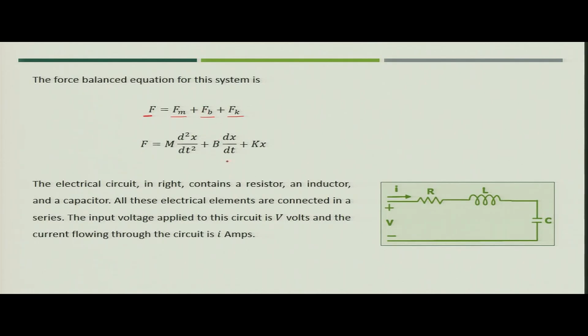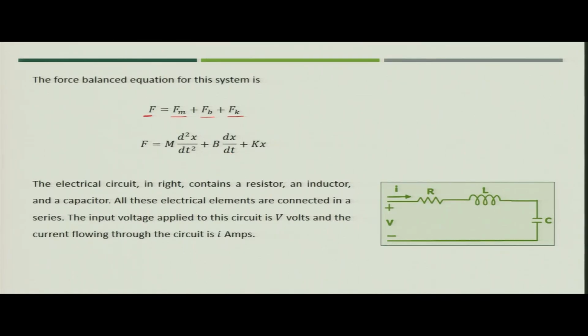Then Fb is b dx by dt because of the viscous friction, and then plus kx because of the presence of spring. So, you can write force F, which is applied in the mechanical system, equal to m d2x by dt2 plus b dx by dt plus kx.